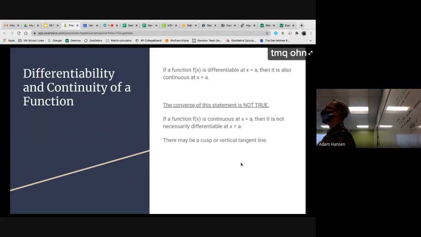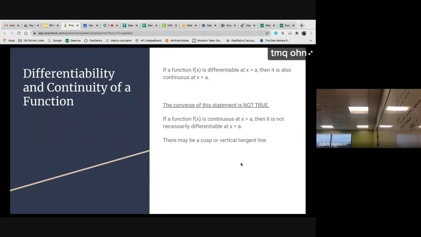However, the reverse of that statement is not true. If I flip that around and find its converse, continuity does not imply differentiability. Just because it's continuous there does not mean that it's always differentiable there. If a function is continuous, it may not necessarily be differentiable at x equals a. Why would that be correct? How can something be continuous but not differentiable?